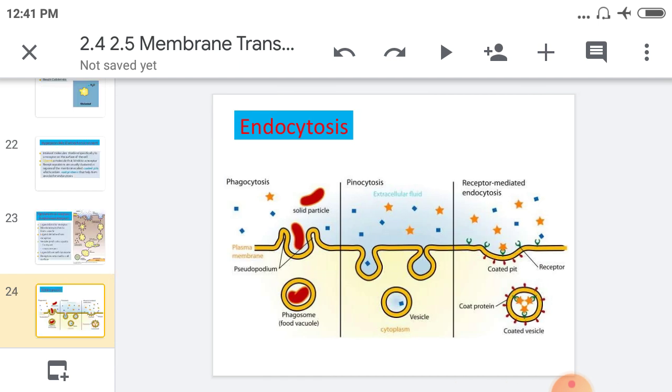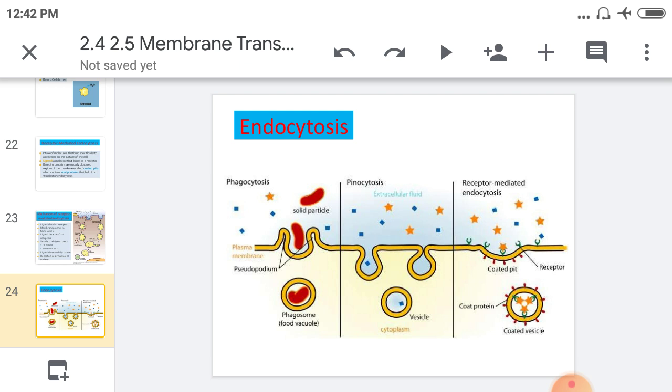Here is endocytosis. In this diagram we show phagocytosis, pinocytosis and receptor mediated endocytosis. Phagocytosis means a solid food particle enters into the cell, and pinocytosis means a liquid particle enters into the cell. This is very important about phagocytosis and pinocytosis.